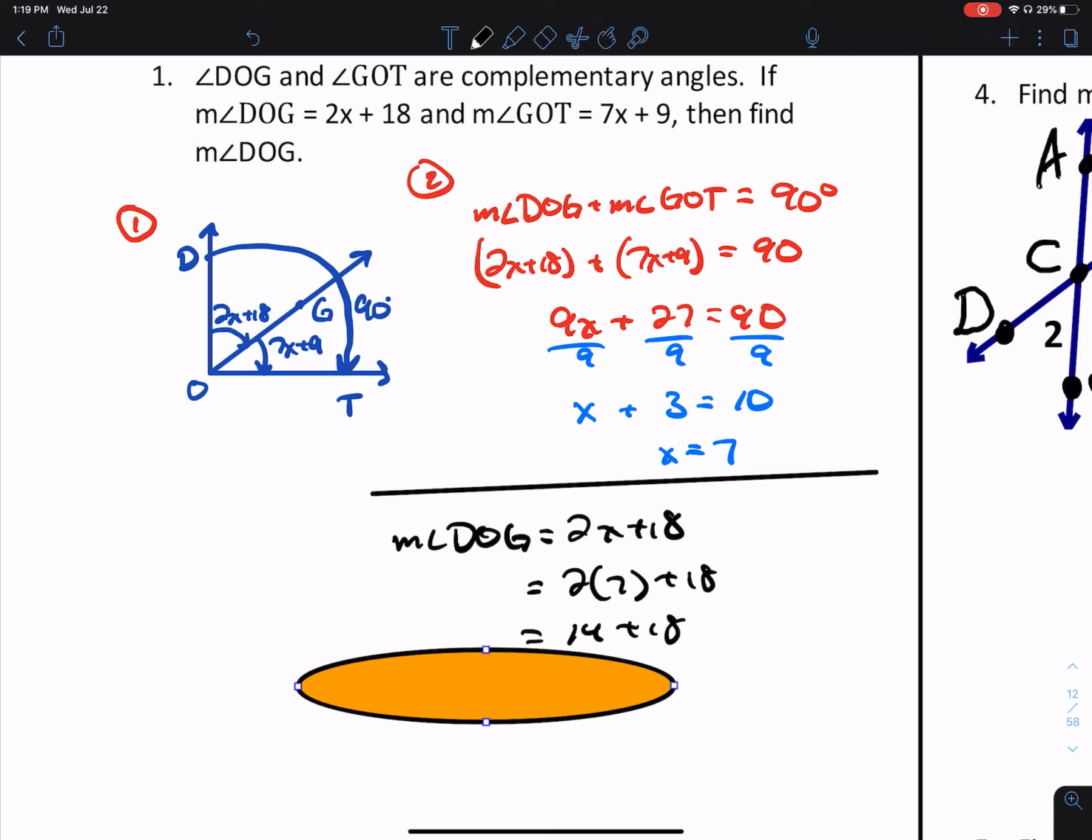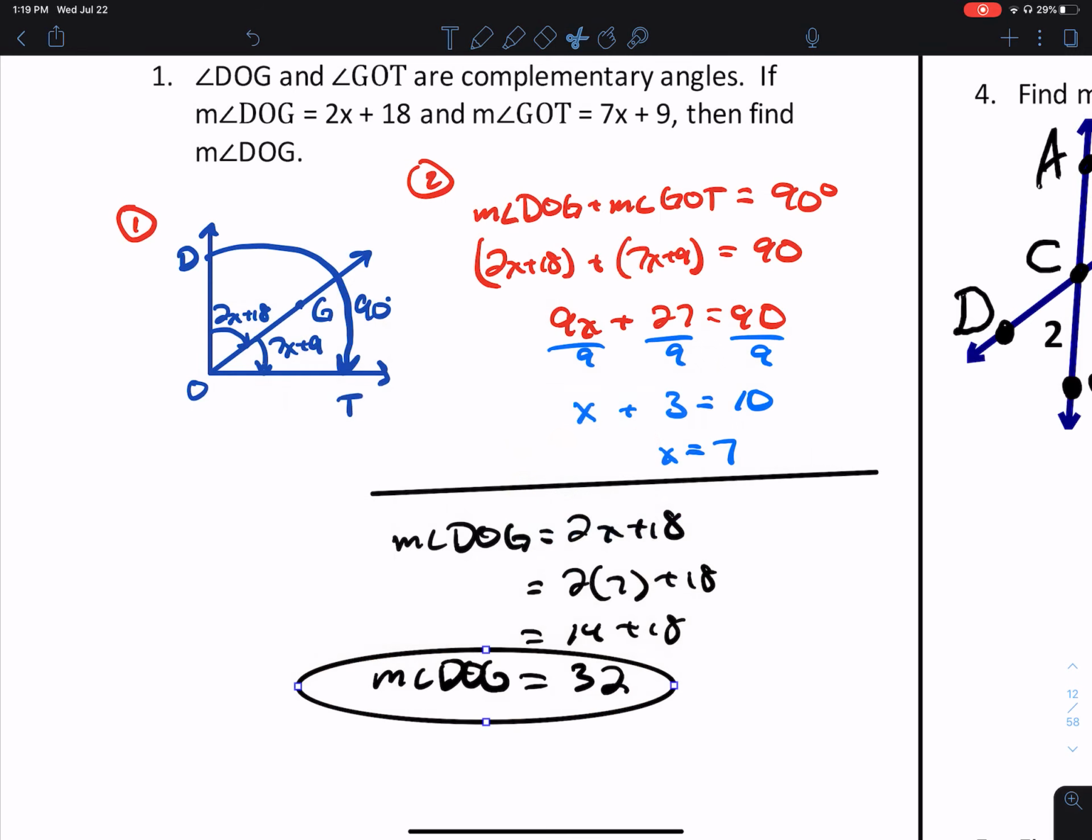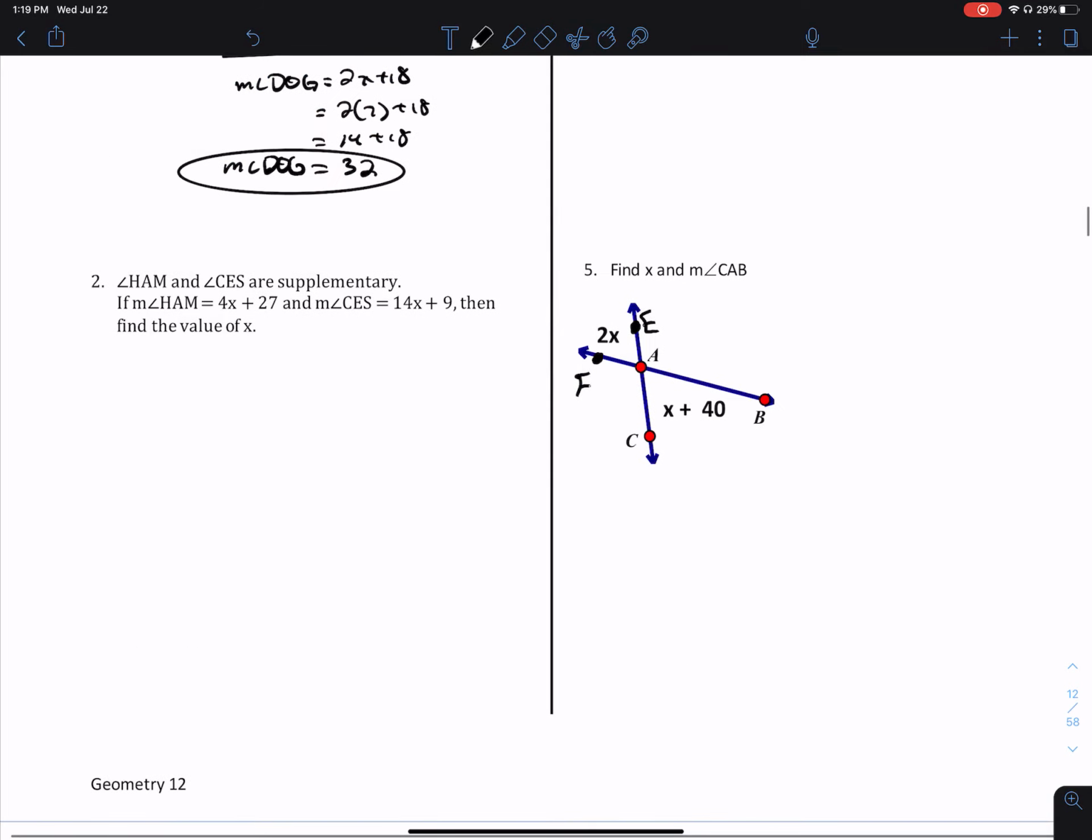Don't want that. That was a horrifying mistake. There we go. Number 2.